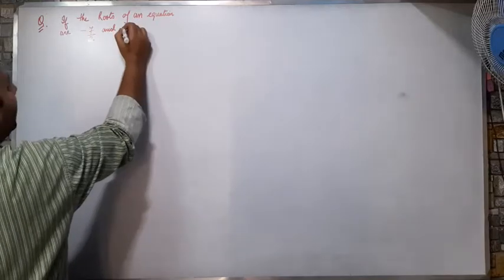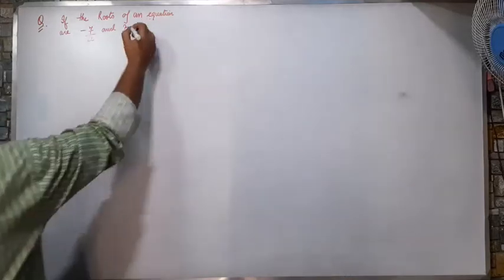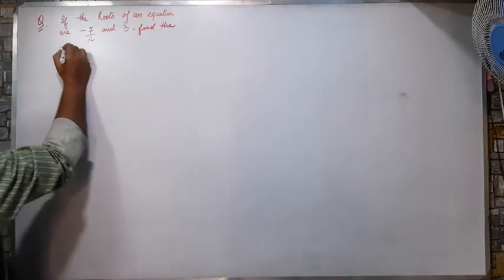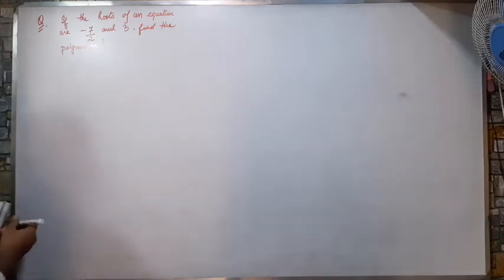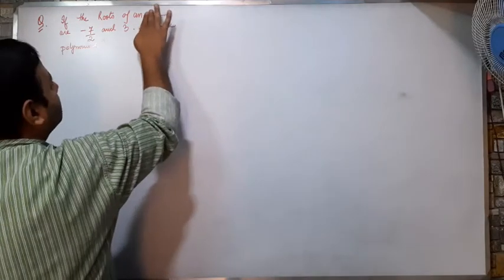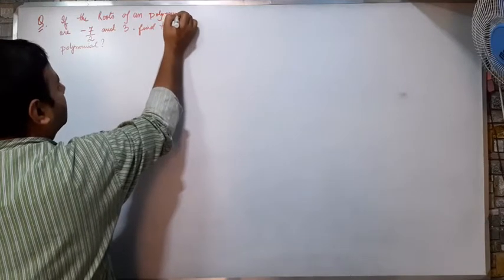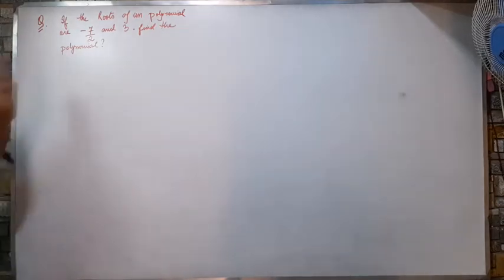Minus 7 by 2 and 3. Find the polynomial, not the equation, find the polynomial. So this is the question. Here they have given you the roots. What are the roots? The roots are minus 7 by 2 and 3. You have to find the polynomial. How are you going to find it?